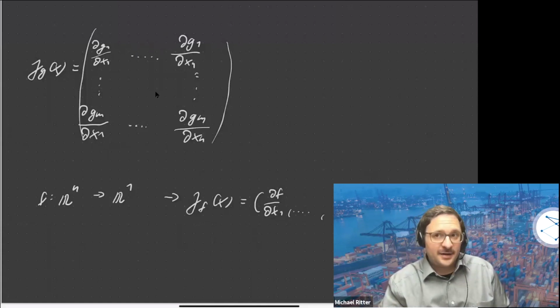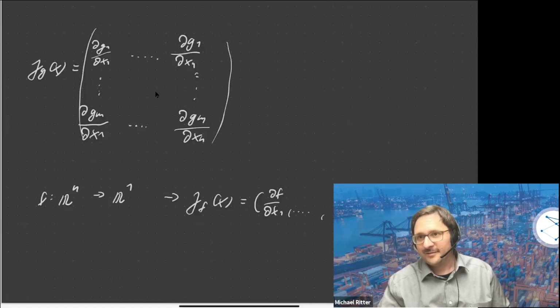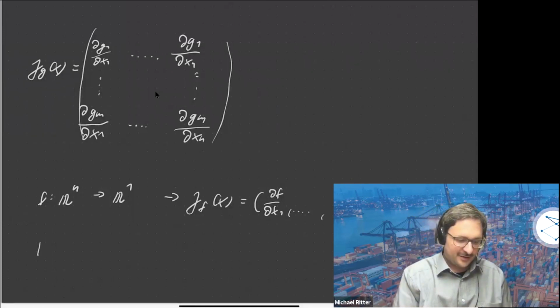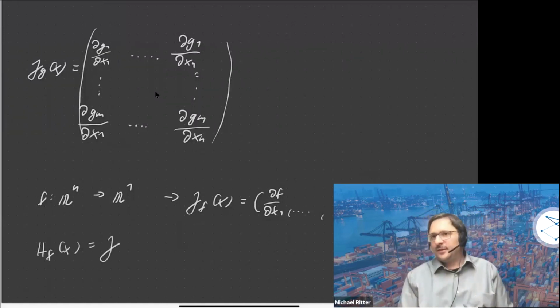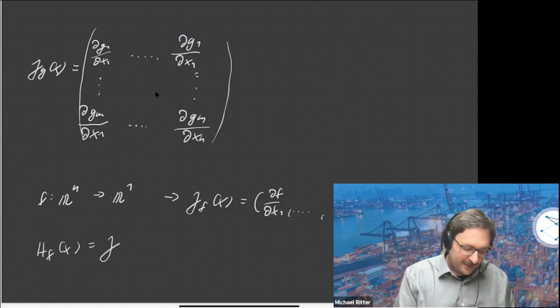And then the Hessian would be the second order derivative of such a function f that maps to the reals. That would again be a matrix. And basically that is the Jacobian of the gradient, right? So the Hessian of f of x, that would be the Jacobian. So basically you take the gradient, you differentiate that once more, that's your second order derivative. So the Jacobian of the gradient of f, like this, that would be the Hessian.